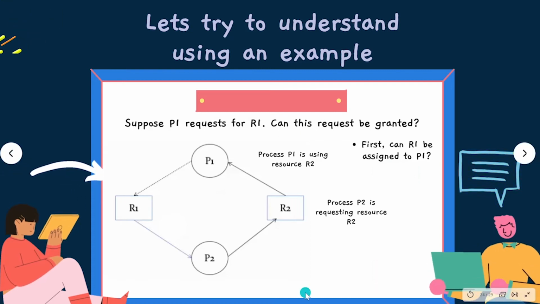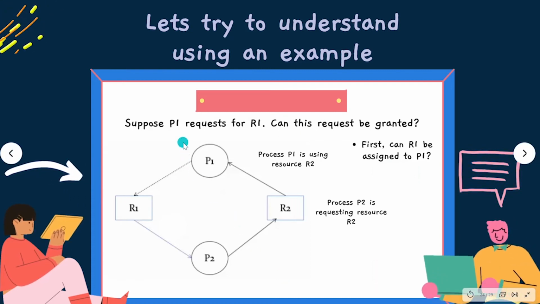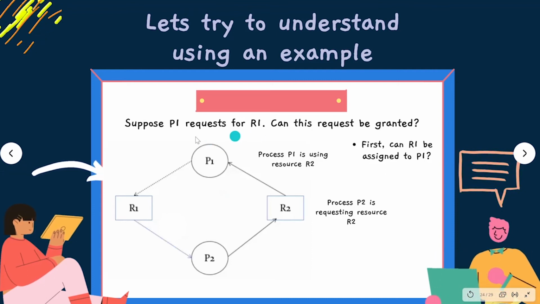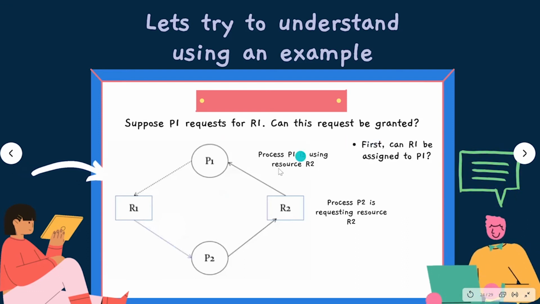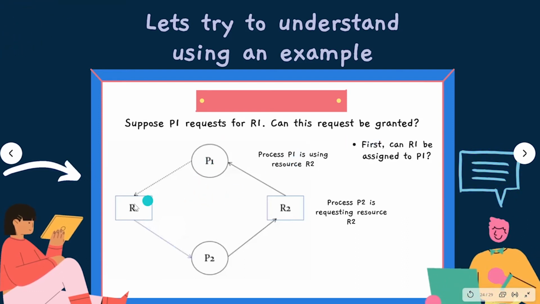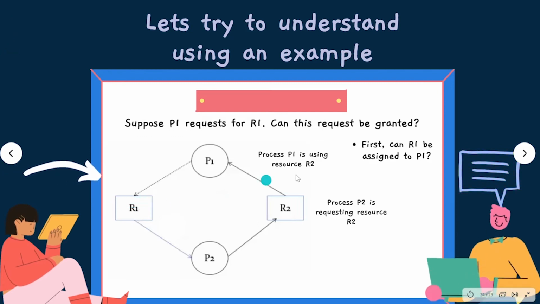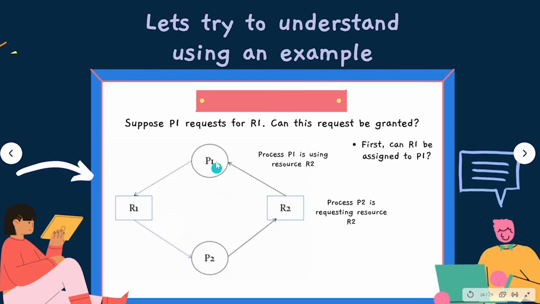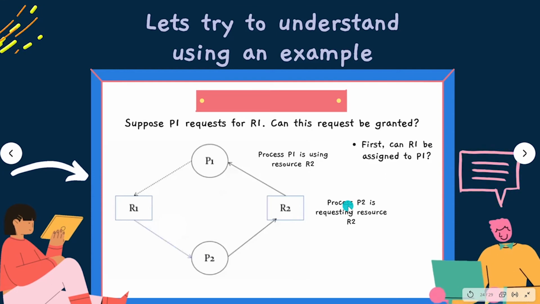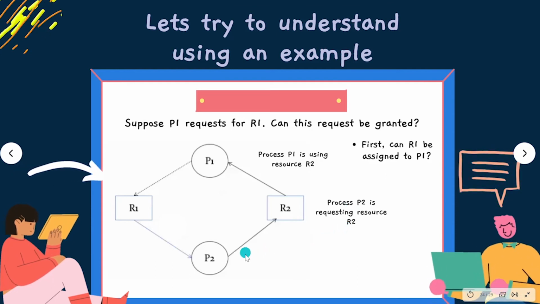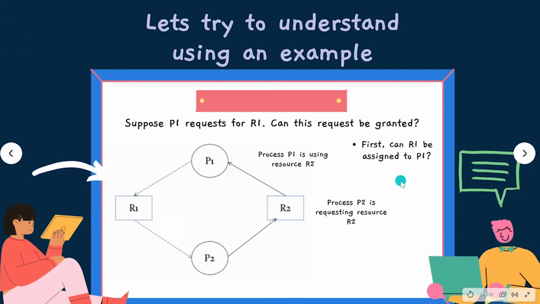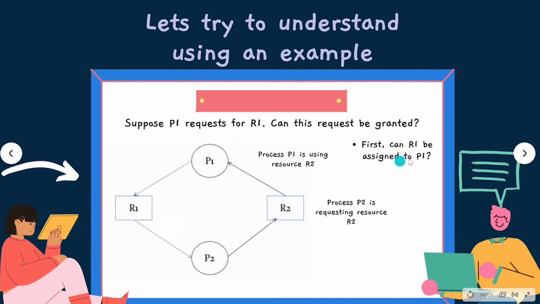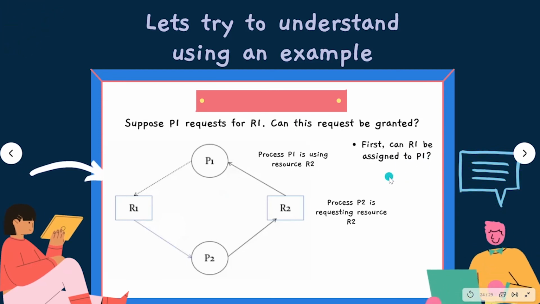Okay, let's look at another example. Suppose P1 requests for R1, that is process 1 requests for resource 1. Can this request be granted? So process 1 will be requesting for R1. So let's see this. Process P1 is again using resource R2, as we can see, and process P2 is requesting resource R2. So P2 is asking for resource R2, and so the first question we have to ask is, can R1 be assigned to P1? That is R1, can it be assigned to P1?